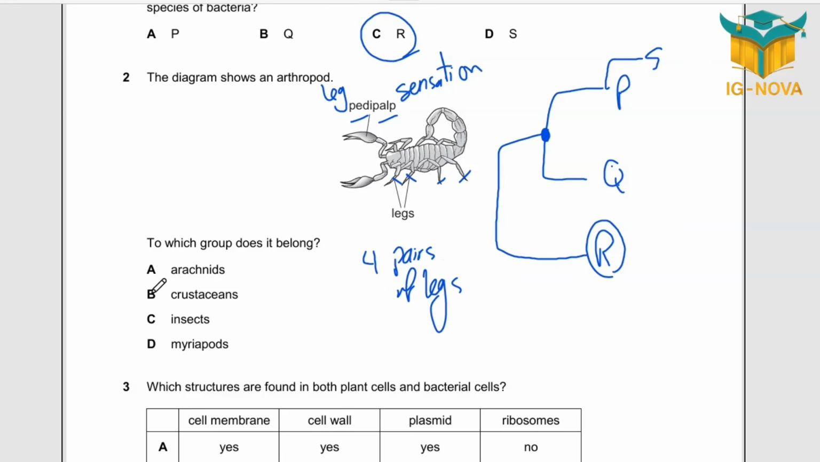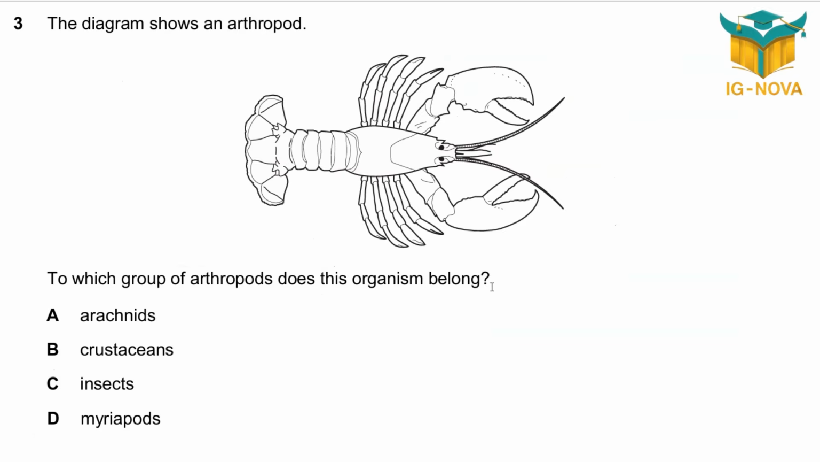4 pairs of legs means arachnids. Actually, this one is a scorpion. If you know scorpion, you can choose the option straight away. Or if you know pedipulp, whenever you see pedipulp, automatically it is found in arachnids, or arachnids only have pedipulps. Let me check another question.